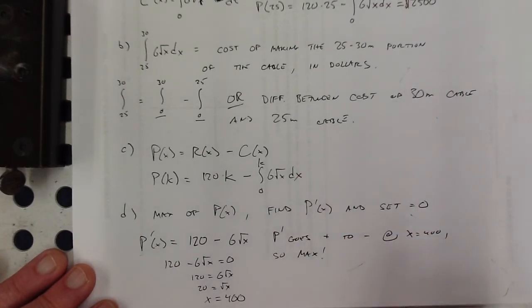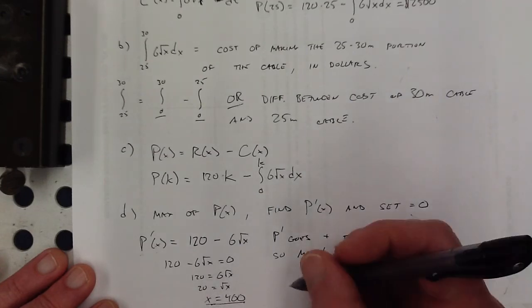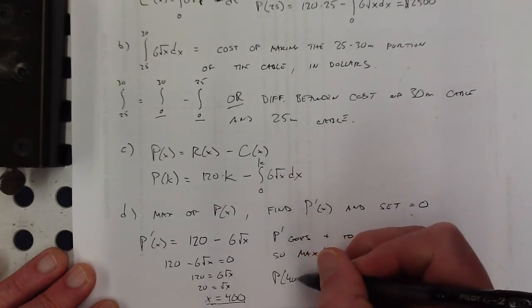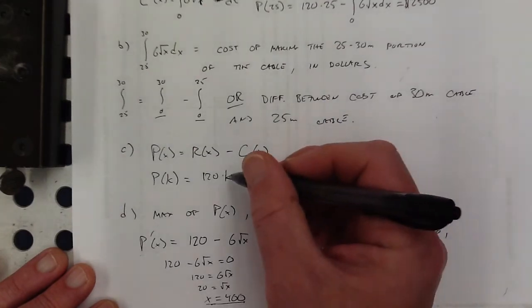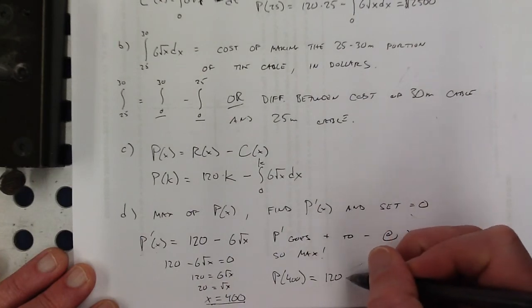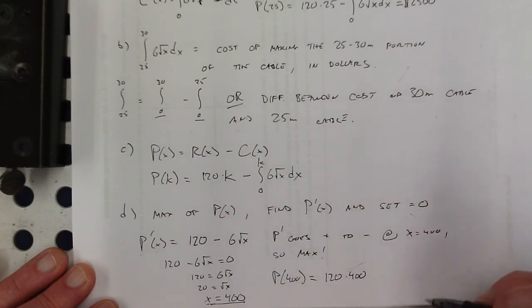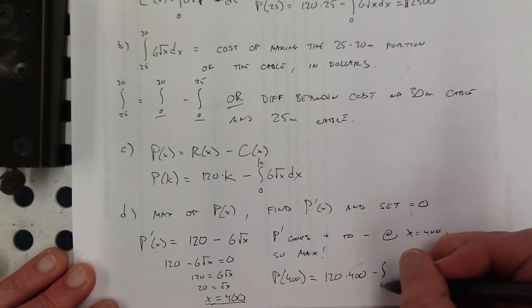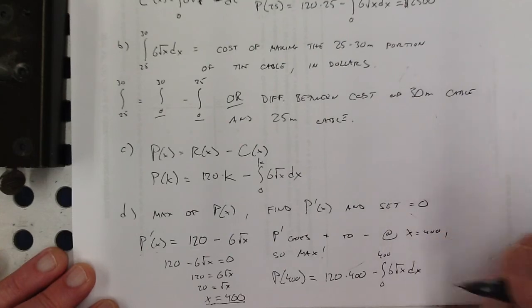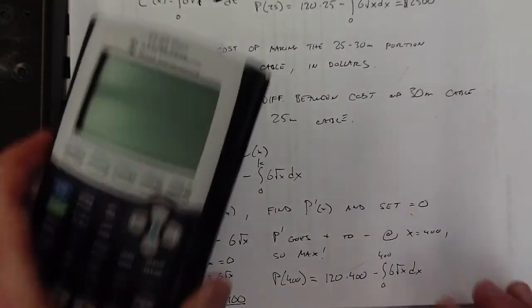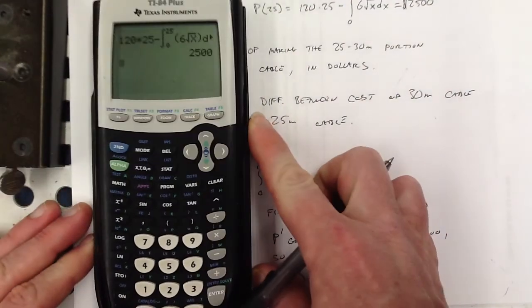Now they asked for here in the question, they didn't ask for how many meters of cable gives a maximum. They asked for what's the actual maximum profit. So what's the actual profit at 400? That would be plugging 400 into our profit equation. 120 times 400 minus the integral from 0 to 400 of 6 square root x dx, and I'm just going to do that in my calculator again.